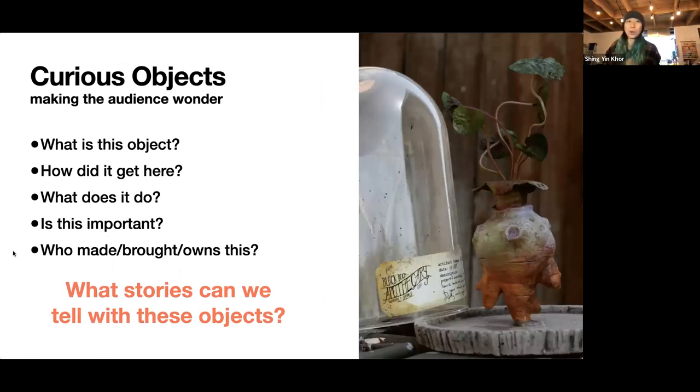Some of the questions I hold in my head when filling these spaces and designing objects to fill these spaces are the following. For example, the object in the picture here, which is also designed for the apothecary, is called a moondrake. So how did it get here? It's cultivated by outer colonists. What does it do? It's a medicinal and herbal cure for many maladies and illnesses.